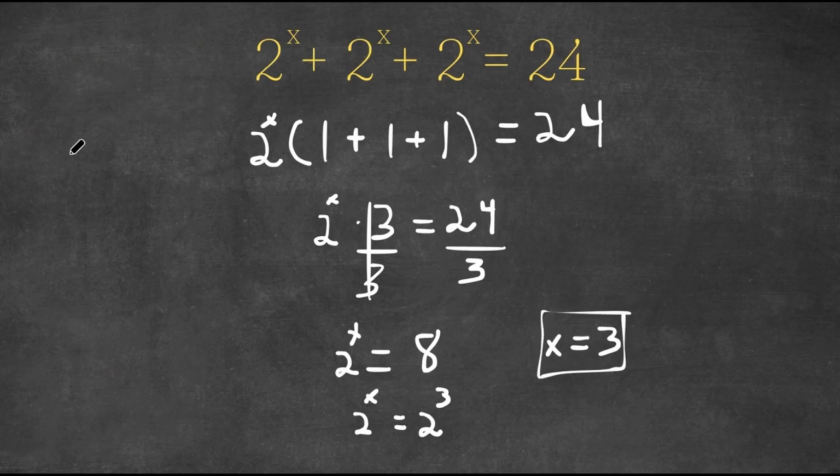Now, if I plug this in to our equation here, we have 2 to the power of 3 plus 2 to the power of 3 plus 2 to the power of 3 is equal to 24.